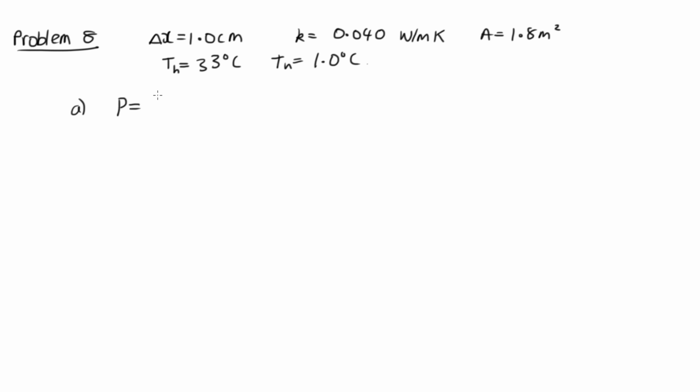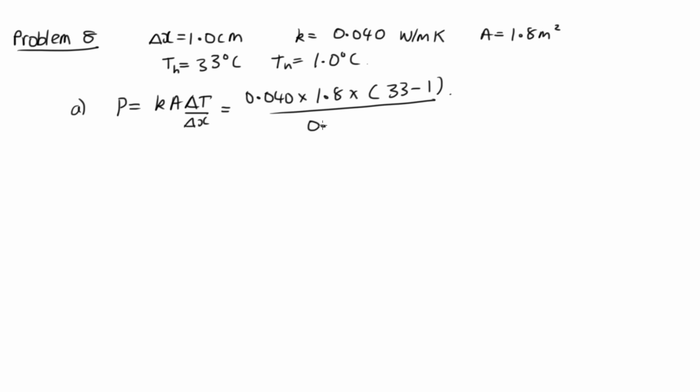So we can use P is equal to KA delta T over delta X. So K, that's 0.040, A, that's 1.8, delta T, this is the hot side, the 33, minus the cold side, and delta X, that's equal to 0.01. I'm just converting from centimeters to meters there by dividing by 100. So solving this on the calculator, I get 230.4. So that's equal to 230 watts, and that's to 2 significant figures.